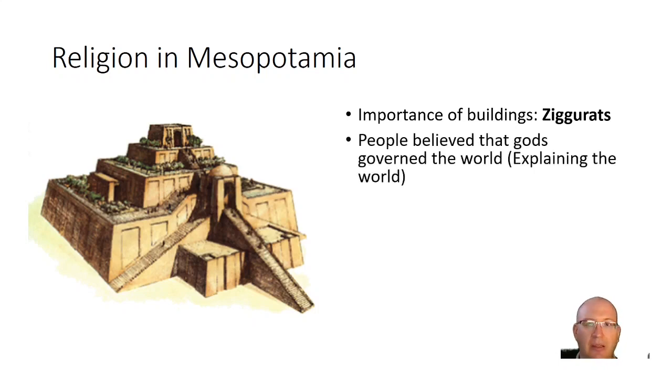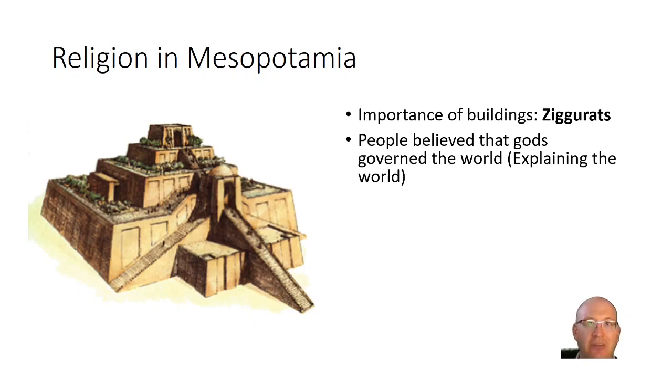Now, in this time period, it was just taken for granted that there were gods and that they governed the world. Why does it rain? Well, the gods make it rain. Why does it not rain during a time period, right? Well, maybe we made the gods angry. And why is it raining too much? Well, we did something to make the gods really angry.